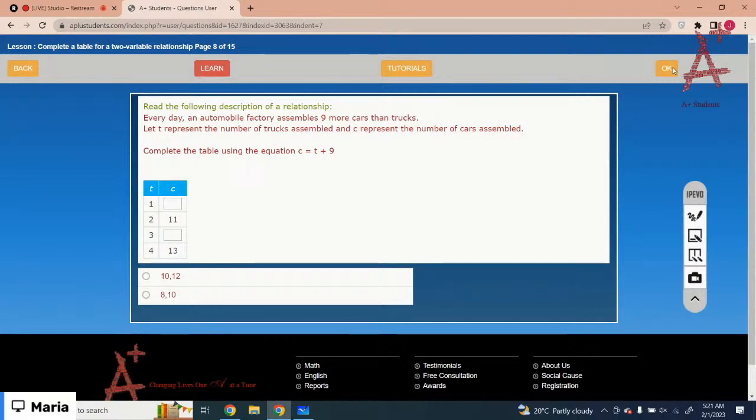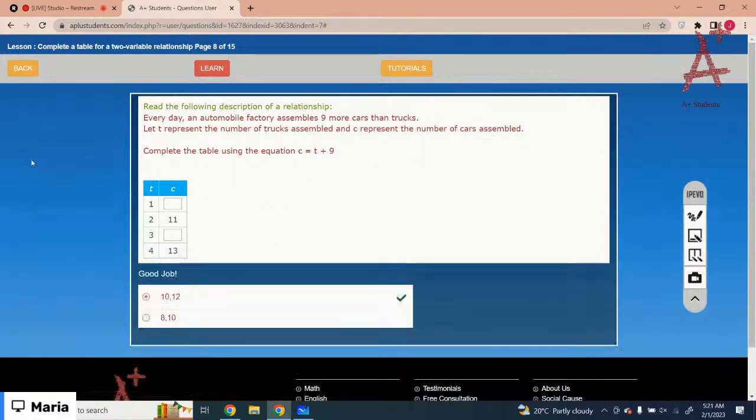So 1 plus 9 equals 10 and 3 plus 9 equals 12. So the correct option is 10 and 12. Very good. Okay, you can complete the test by yourself later today. Let me just move on to the next lesson.